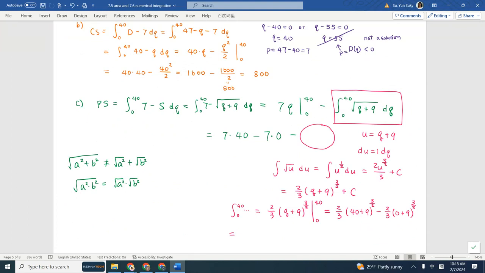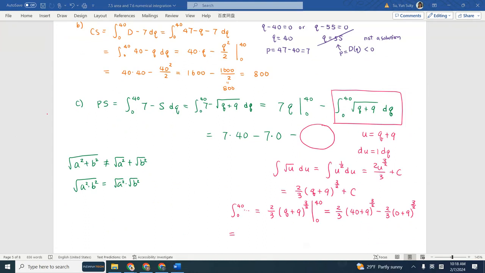Oh, they're a nice number, right? 40 plus 9 is 49. Okay, the half means square root. What's the square root of 49? 7. So this is like 7 cubed.